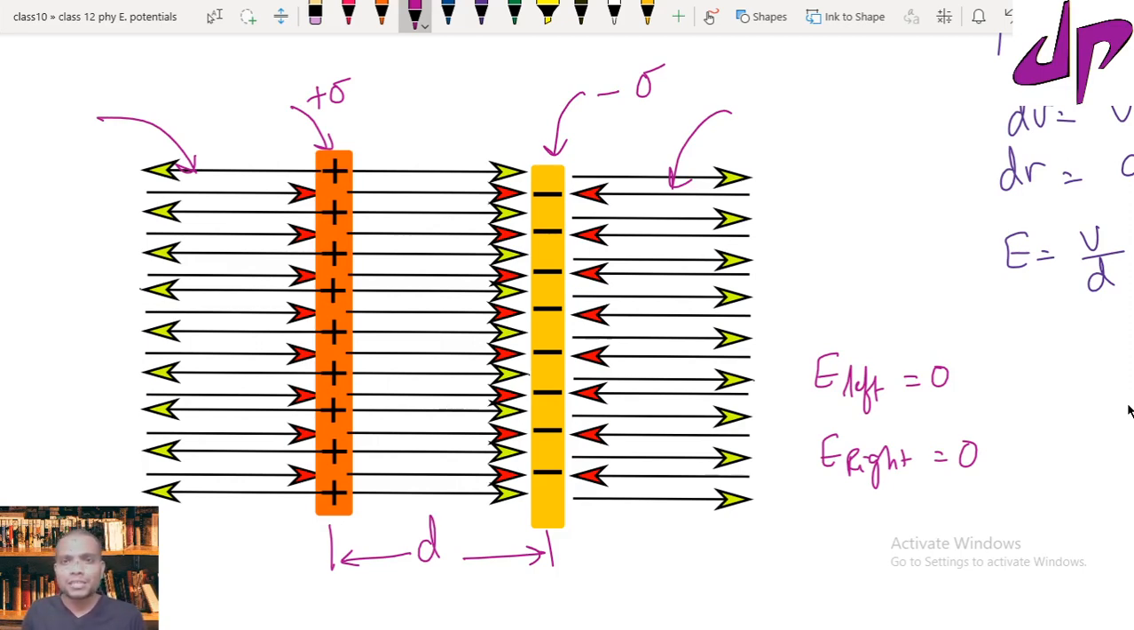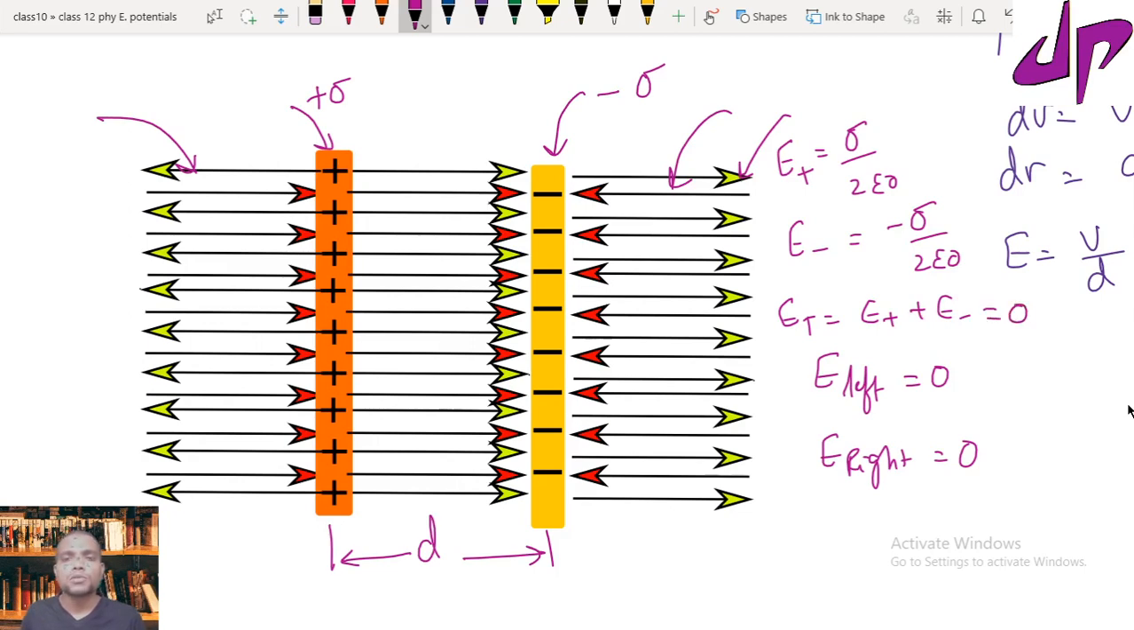Or if you write the expression for the electric field properly, for this green arrow, the electric field due to the positive charge is equal to sigma by 2 epsilon naught, and for the red arrow mark, the electric field due to the negative charge is minus sigma by 2 epsilon naught. If you write the total electric field, it equals E plus plus E minus, so the total electric field goes to 0. Similarly, the same thing happens on the right side also. So the total electric field in these two regions will be 0.